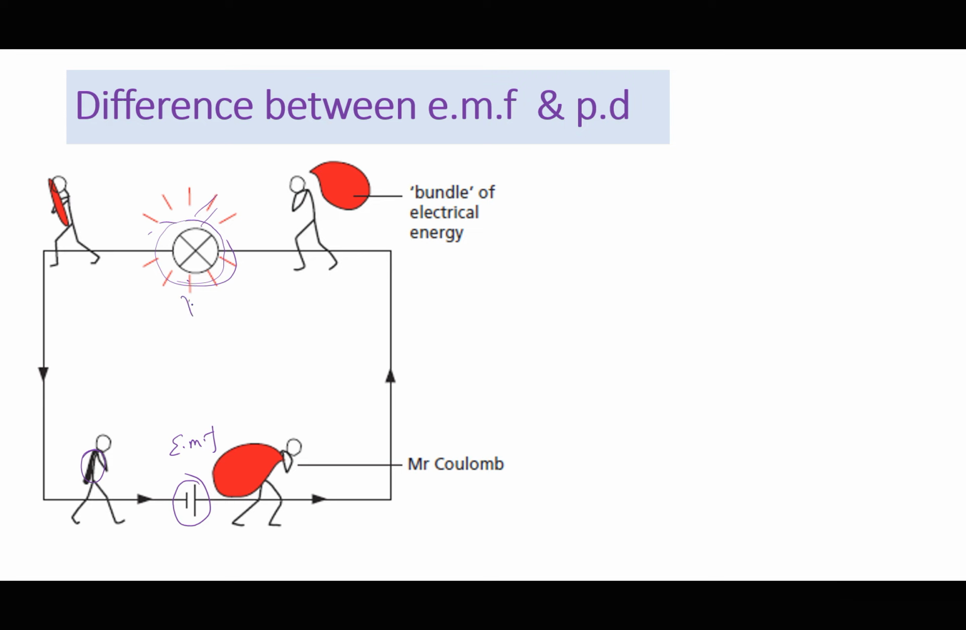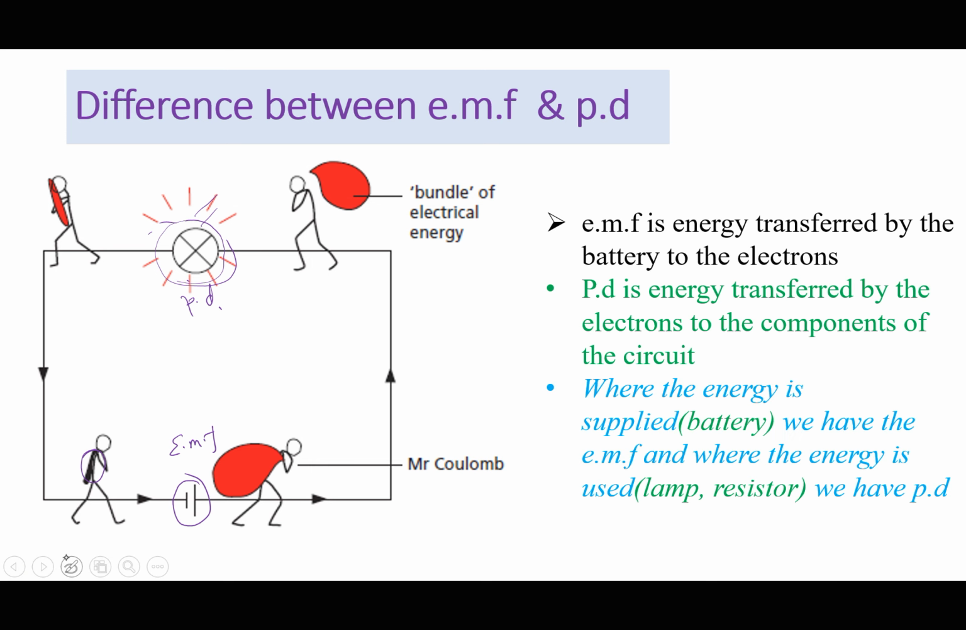So here we have what we call the PD. On the device we have the PD. On the power supply we have the EMF. So we should mark that difference very well. The power supply we have the EMF, the device we have the PD. So EMF is energy transferred by the battery to the electrons or the charges. Then PD is the energy transferred by the electrons to the components of the circuit.